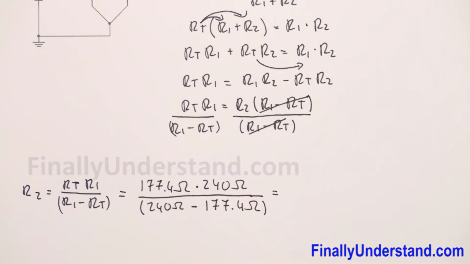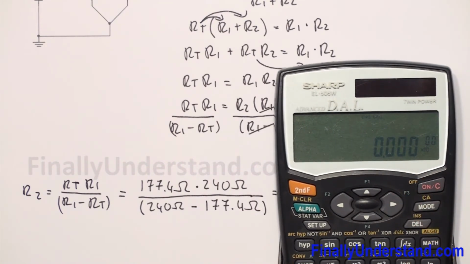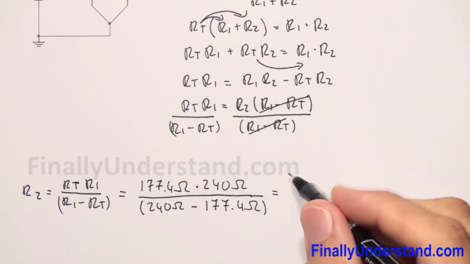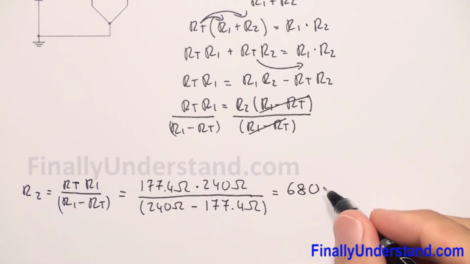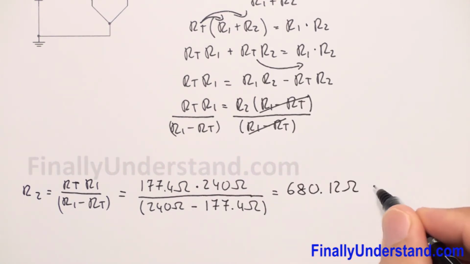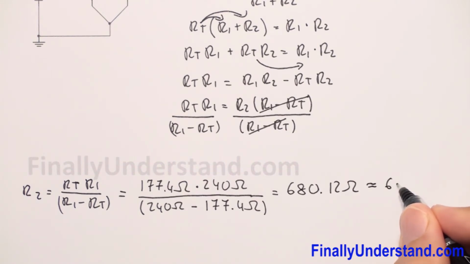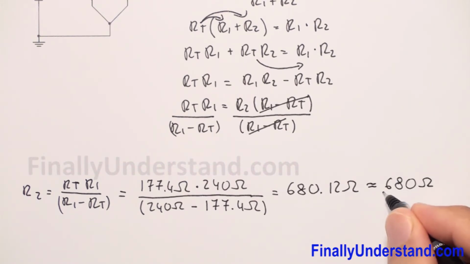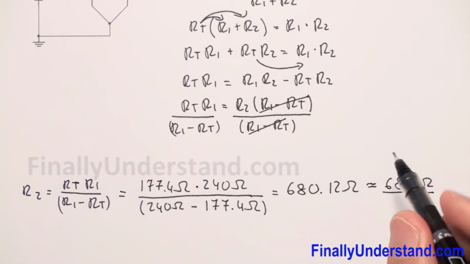Now I'm going to use the calculator. So I have 177.4 times 240 equals, divide by, open parenthesis, 240 minus 177.4, close parenthesis. This is equal 680.12 ohms. So we can say this is approximately 680 ohms. Okay, so this is the resistance R2.